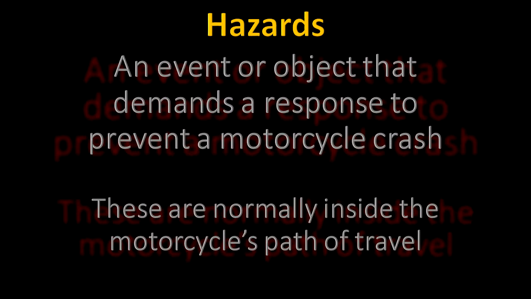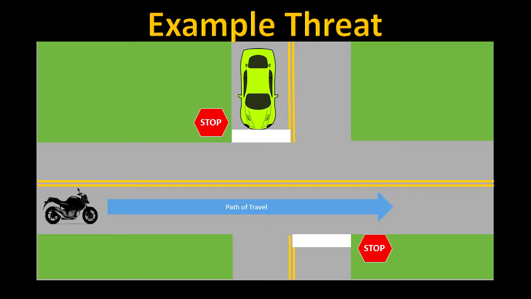Hazards are events or objects that demand a response to prevent a motorcycle crash. These are normally within the motorcycle's path of travel or about to be in the motorcycle's path of travel. Now these definitions are just how I think while scanning on the road. Now let me provide a few examples.